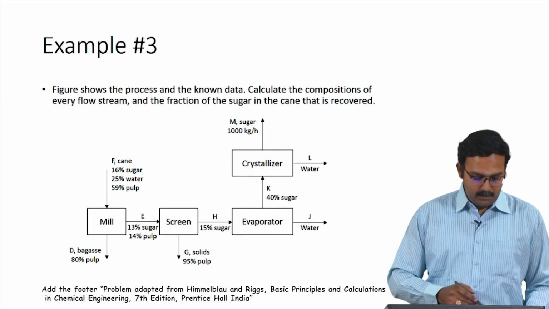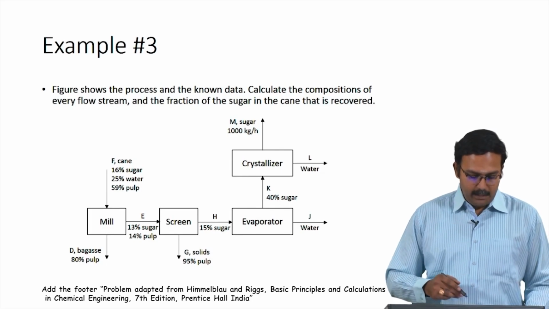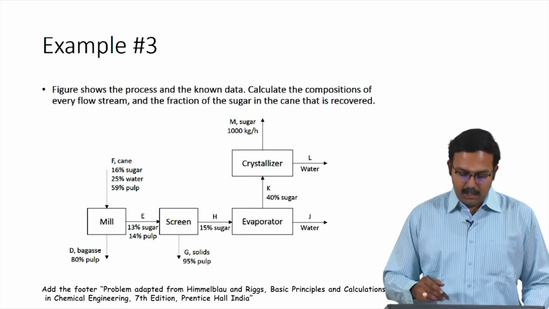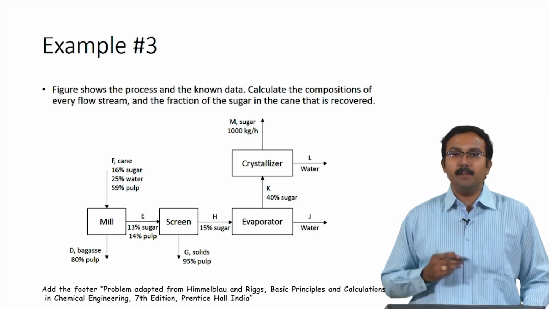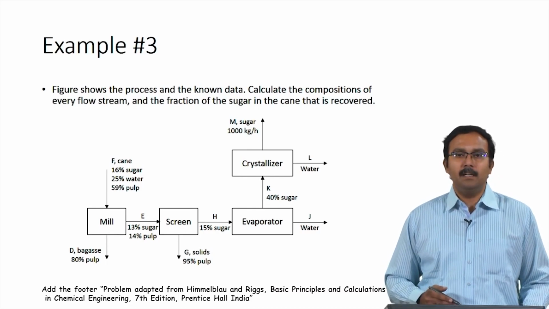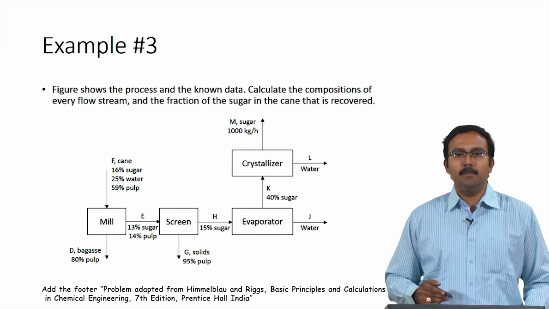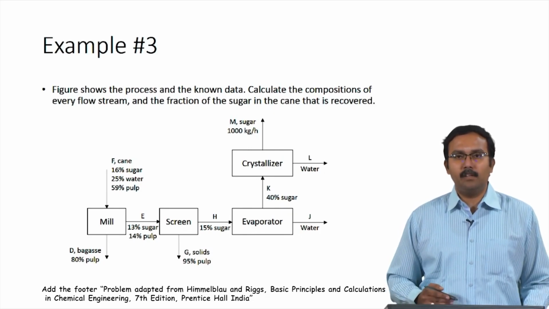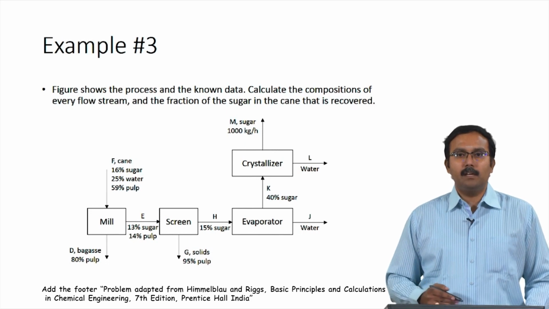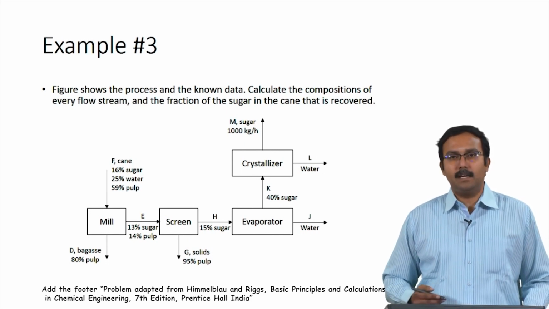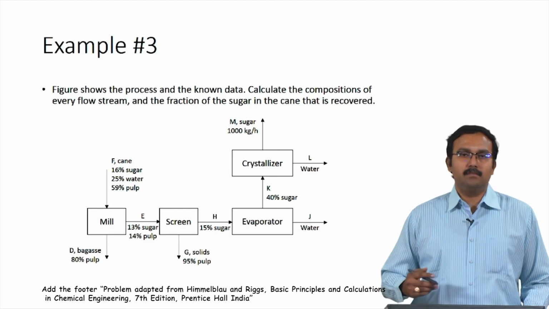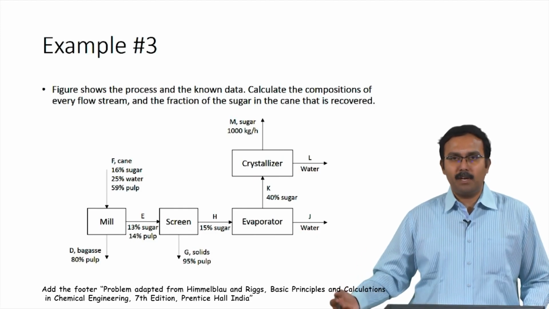We have streams like D, F, E, G, H, K, L. Many different streams have been labeled without information. We have some compositions given, but we do not know the mass flow rates for any of these. So, where do we start? We could look at the simple problems which we have done earlier.